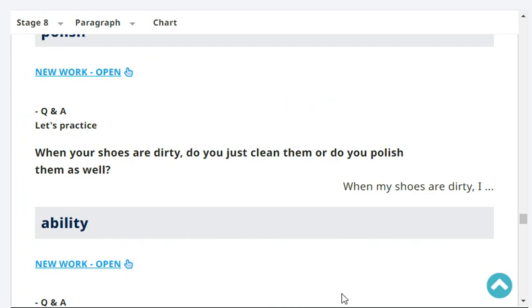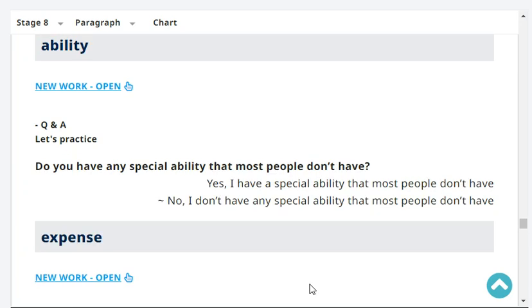When your shoes are dirty, do you just clean them or do you polish them as well? When my shoes are dirty, I don't just clean them. I polish them as well. Very good.